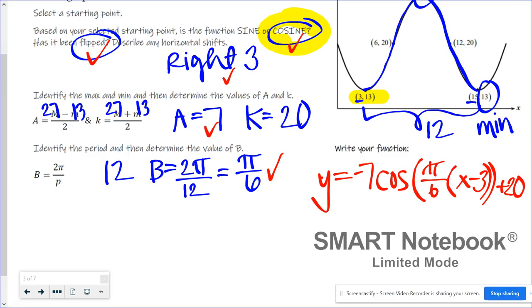So my sinusoidal function for this graph is y equals -7 cosine of pi over 6 times the quantity x minus 3, plus 20. Remember, if you had chosen a different starting point, you might have a sine function. It may or may not have been flipped, and it may or may not have had a horizontal shift. But the big three stay the same, right?